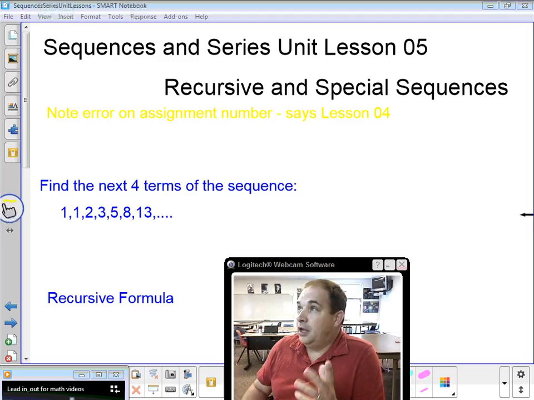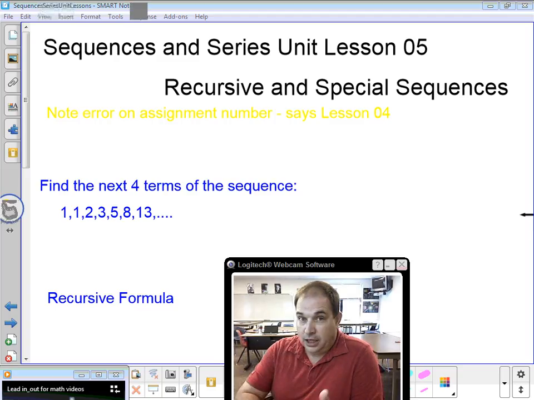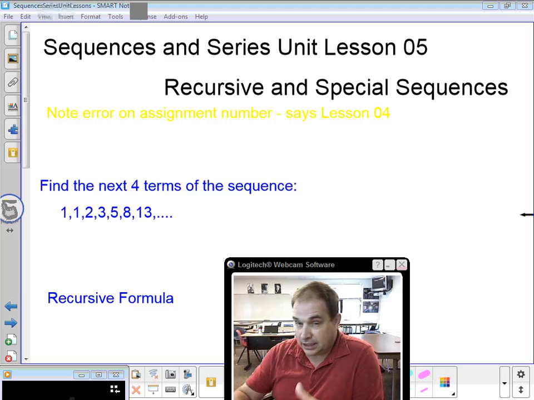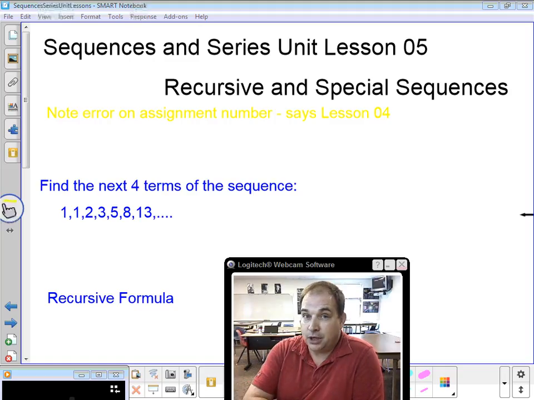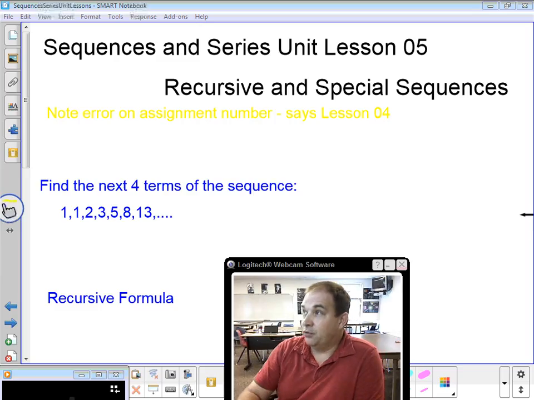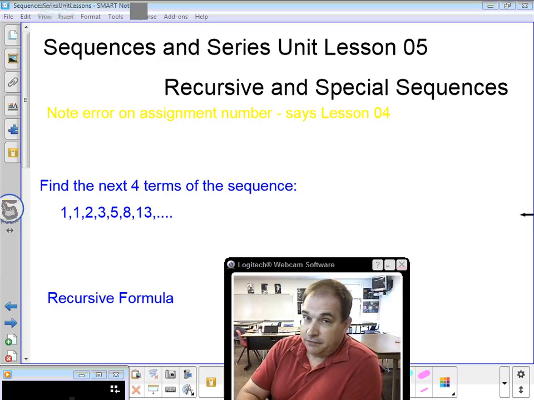Okay, algebra. First thing I want you to know, when you look at the assignment for lesson 5, it's going to say it's lesson 4. I messed up when I was printing them, so it says lesson 4 on there. Just so you know that, lesson 5 says lesson 4, but it's on these recursive and special functions.